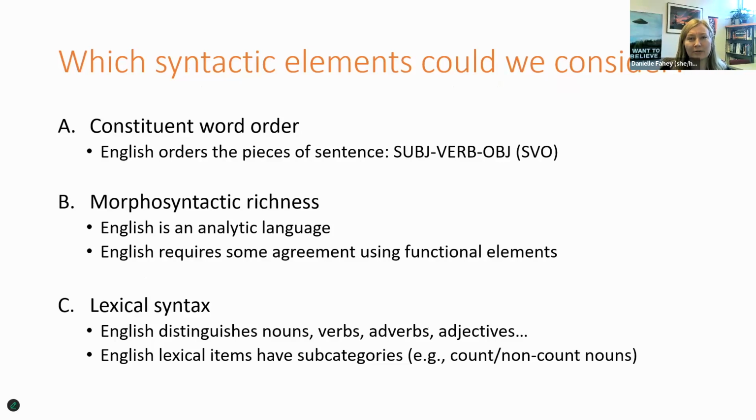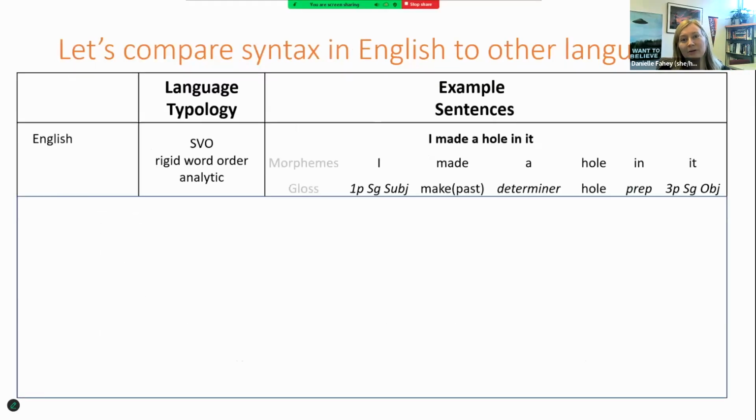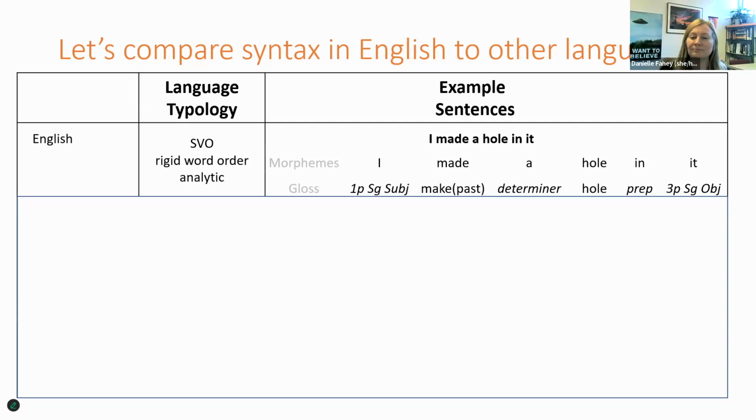And finally, at the kind of most granular level, even morphemes, lexical morphemes, words have their own syntax. So we're all familiar with parts of speech, but there's even subcategories. So for example, in English, nouns could be divided into count and non-count nouns, and this is a syntactic category rather than a semantic one. So if we take that information and we look across other languages, we can see an example sentence here. I made a hole in it, and you can see the syntactic gloss underneath, and as well some of the information I've just described about English. In particular, it's a rigid word order language, so we're generally not moving the pieces of our sentence around when we're speaking English. Although, if somebody sounds like Yoda, we're going to understand them.